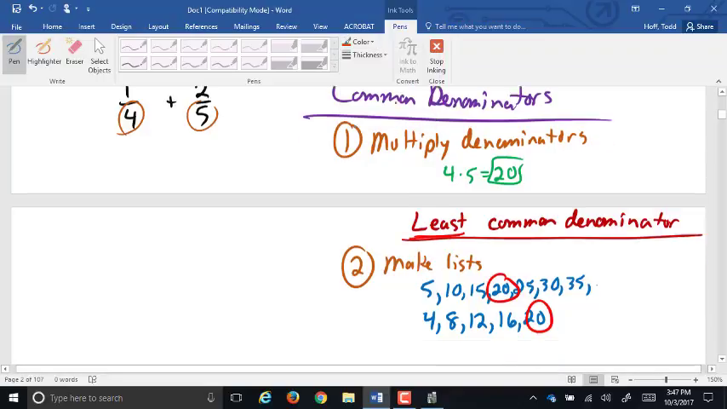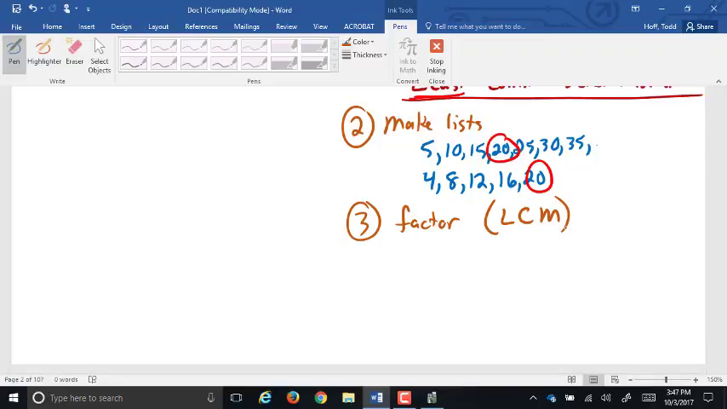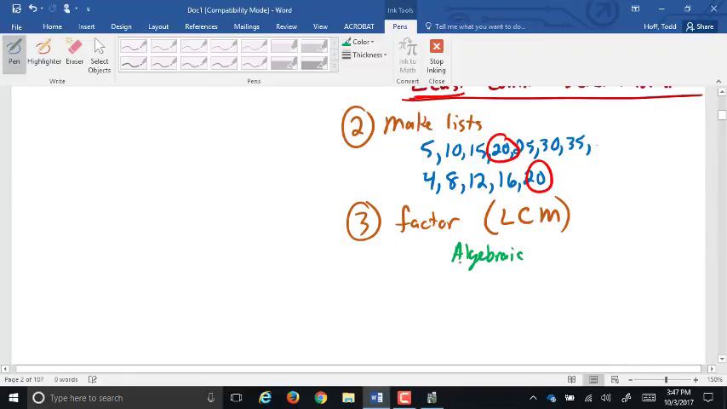The third method we could use is to factor and find the LCM, least common multiple, like we did a couple weeks ago. When we have algebraic fractions, that's the method we're most likely going to use.